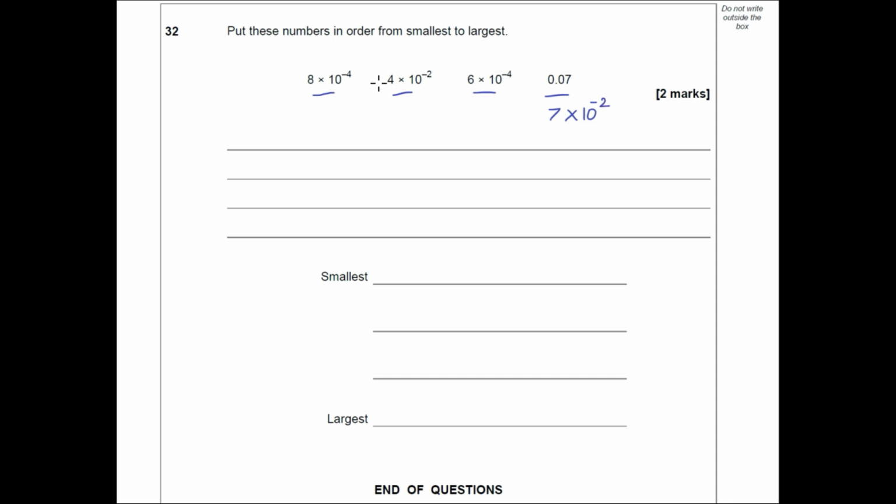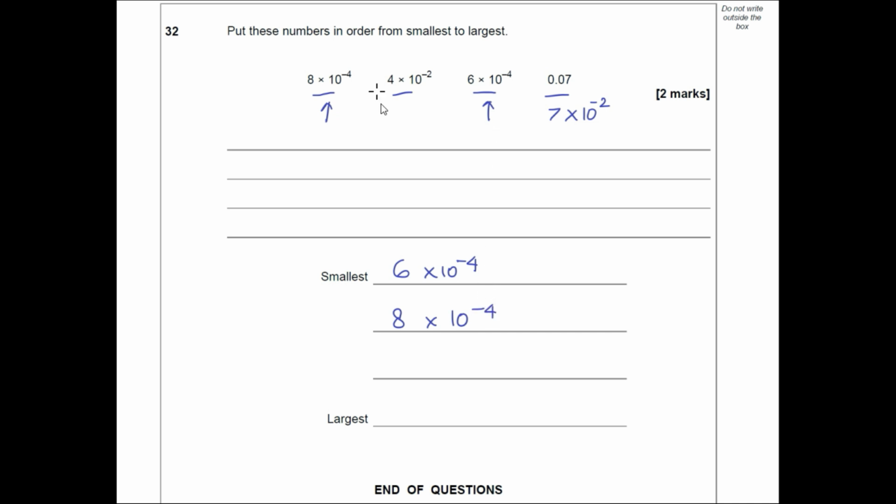Now let's find the smallest one. This one has the power of minus 4, and this one is the power of minus 2, so this one is smaller. But if we compare with this one, it has the power of minus 4 as well, while the whole number of this is 8 and this is 6, so 6 is smaller. So we start with 6 times 10 to the power of minus 4, and then we continue with this one, 8 times 10 to the power of minus 4.